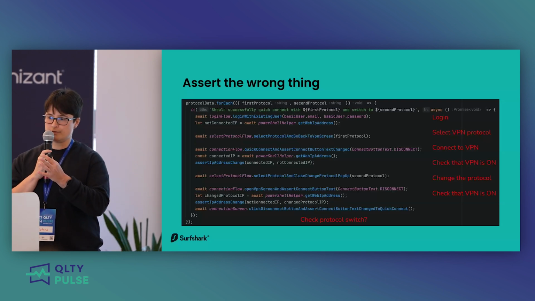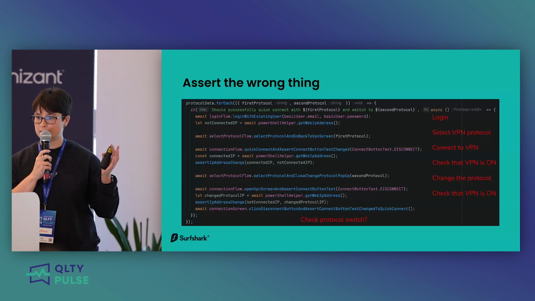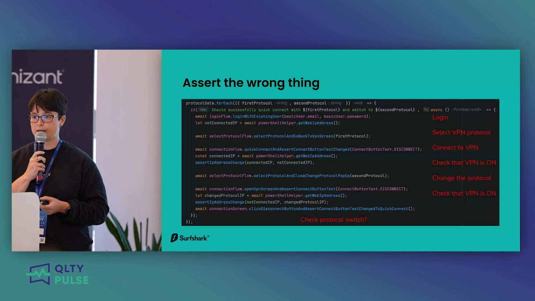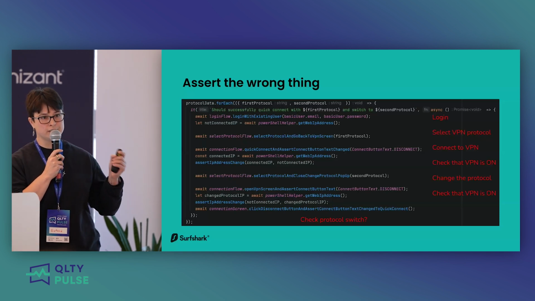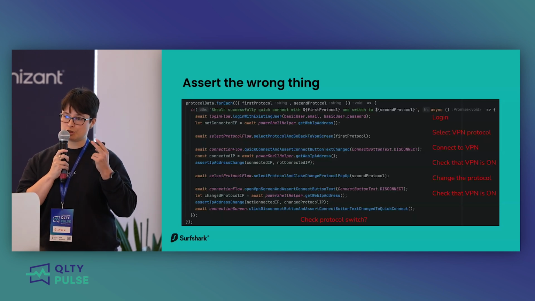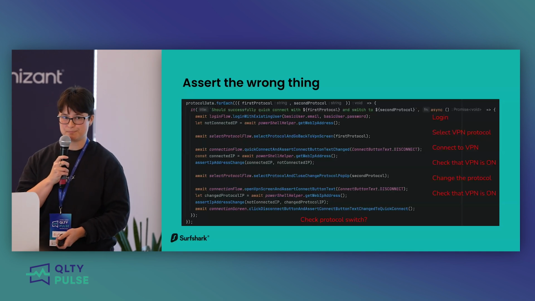And it was a few weeks ago, I think. We had a test that checks, when switching VPN protocols, that we are still connected to the VPN. And it was all good and fine. We select a VPN protocol, connect to the VPN, check that it's working, change the protocol, check the VPN is working. But what was missed: we never checked the protocol switch itself. And there was a bug that when you switched from one protocol to another, it came back to the previous one.